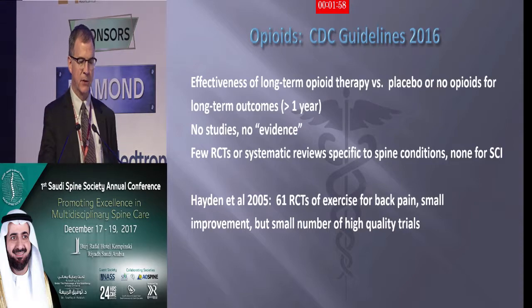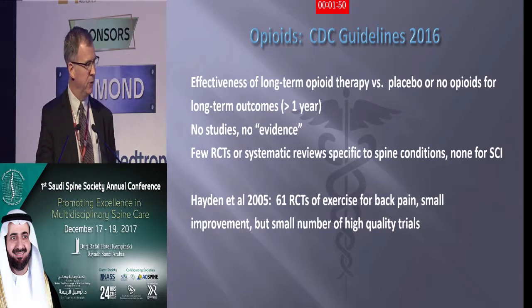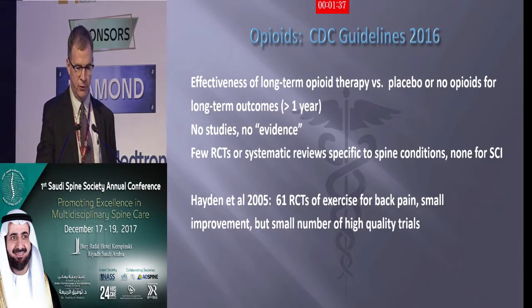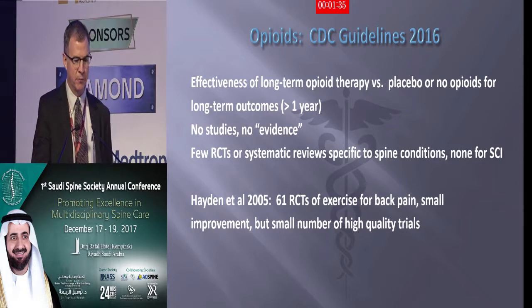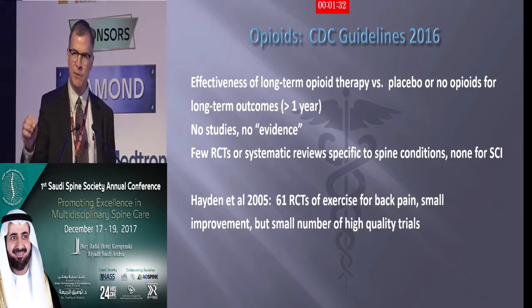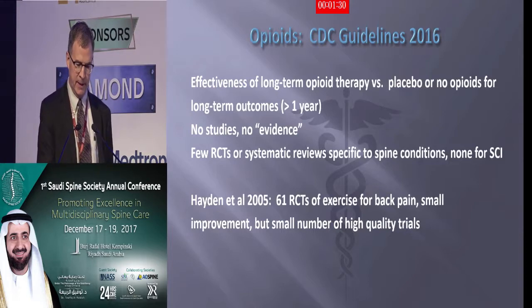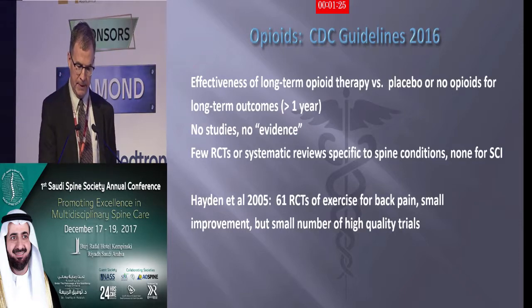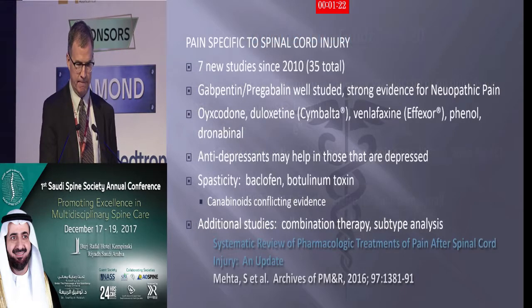So in the United States, the Centers for Disease Control developed guidelines in 2016. And again, there were really no studies or no evidence and few randomized controlled trials or systematic reviews specific to spine conditions and none for the spinal cord injury population. Although Hayden in 2005 did a review of 61 randomized controlled trials just for back pain, and that's, again, a small improvement, but really none of these specific to pain related to post-traumatic injury in the spinal cord population. And I can tell you that pain following spinal cord injury is very significant.